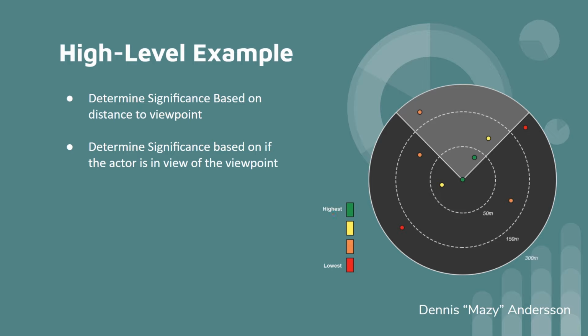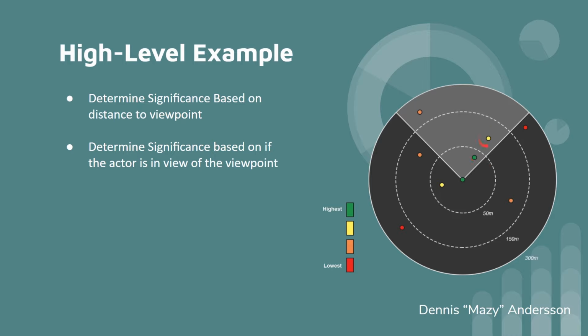Then, if it is a player, you can also determine significance based on whether the actor is in view or not. So I made this really basic chart. In the center we've got our own player. These smaller dots are other players, or other actors, to say. And here we have our significance values. Highest significance is green, lowest is red. Our own player is obviously going to be green, and if another actor is within 50 meters and inside of our view, as we can see by this slice here, then it has a very high significance.